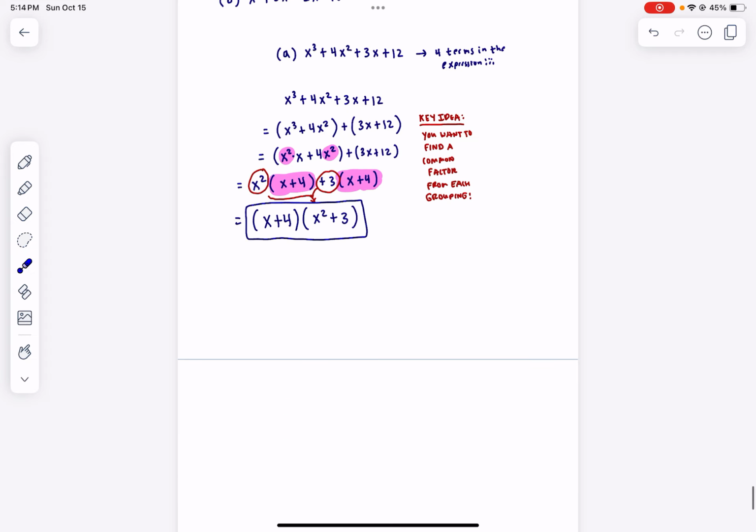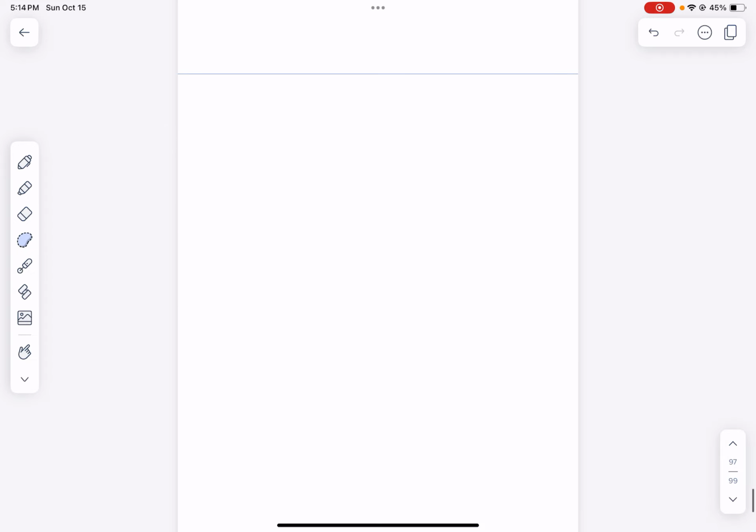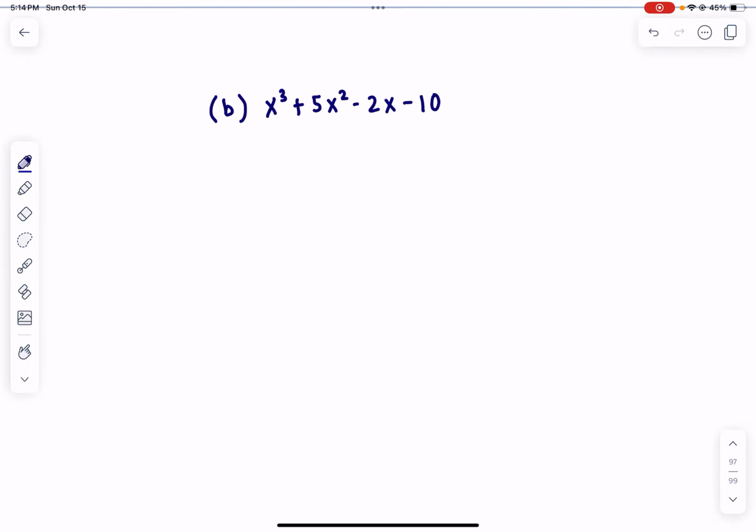So let's go ahead and go over one more real quick. In part B, let's do the same idea. We just have to be a bit more careful in this one. So let's rewrite it. Okay. So let's group all the terms. Let's group the first 2 terms and the last 2 terms together.